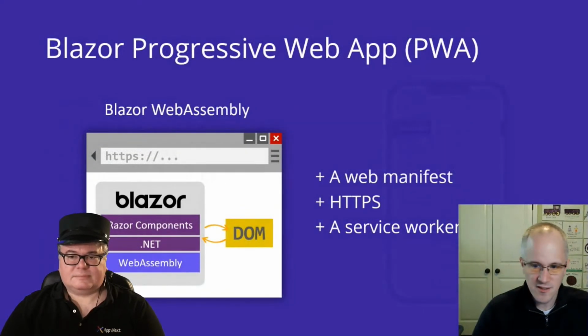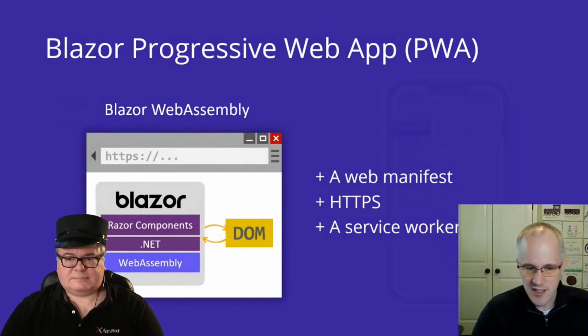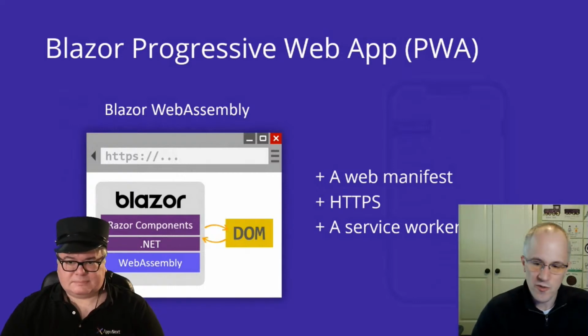You need a web manifest to set up whatever icon you want or any colors you want for your native Chrome. It needs to be HTTPS. We use HTTPS by default in ASP.NET Core, and we give you a service worker that's set up both for local development and also for when you publish the app, it'll actually handle the offline caching of the app.